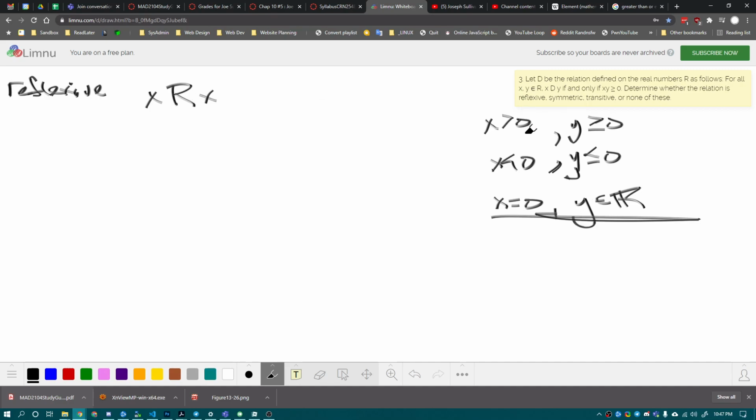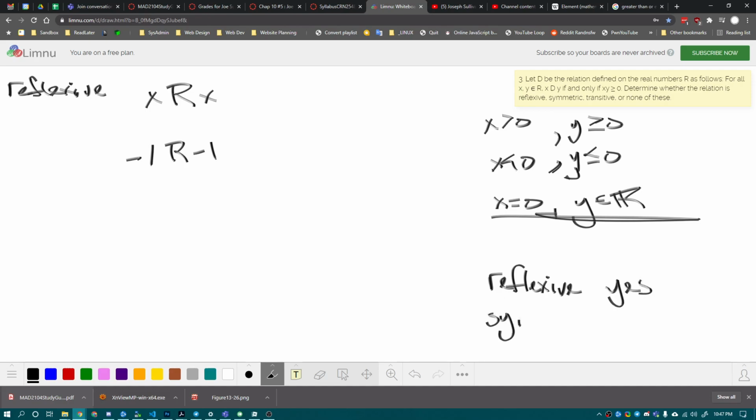But you'll see. All right, so when x is 1, I can map 1 to 1. I can map negative 1. So does negative 1 relate to negative 1? Well, -1 times -1 is a positive number, so that checks out. So it is reflexive. I can always map x back to itself.